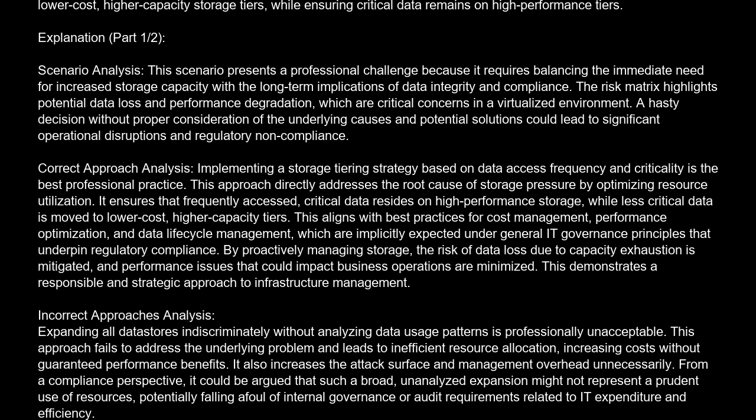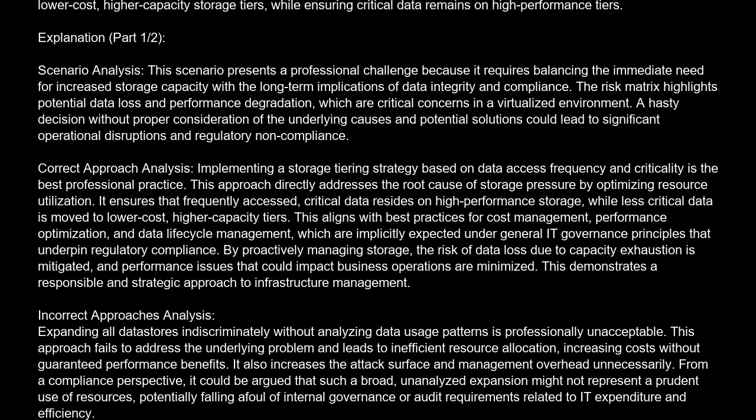The risk matrix highlights potential data loss and performance degradation, which are critical concerns in a virtualized environment. A hasty decision without proper consideration of the underlying causes and potential solutions could lead to significant operational disruptions and regulatory noncompliance. Correct approach analysis.